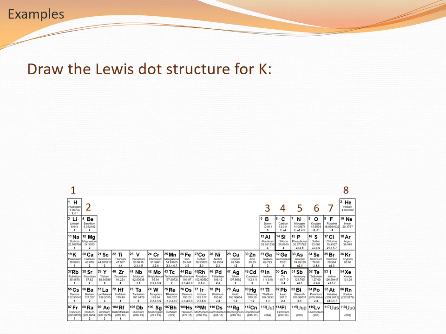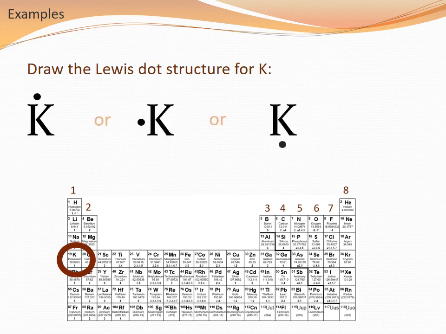Draw the Lewis dot structure for potassium. Well, potassium is in the column that has one dot, so I'd write a K and put a dot on the top, or I could have put that dot on the left-hand side, or I could have put it on the bottom, or I could have put it on the right-hand side. So any one of these would be an acceptable answer for the Lewis dot structure for potassium.